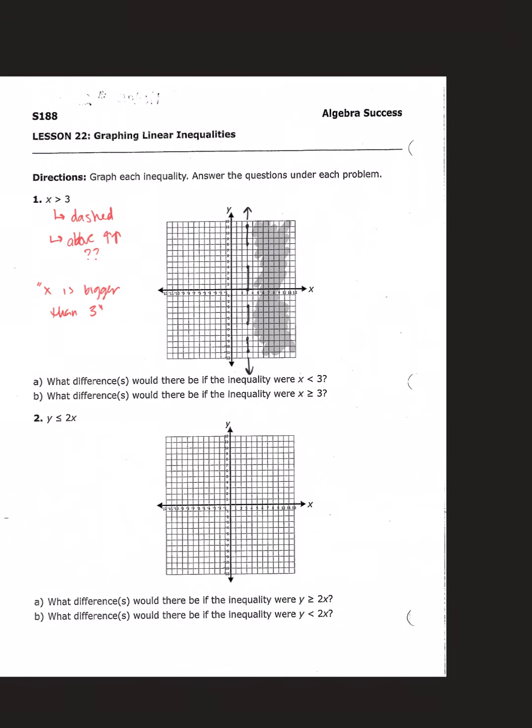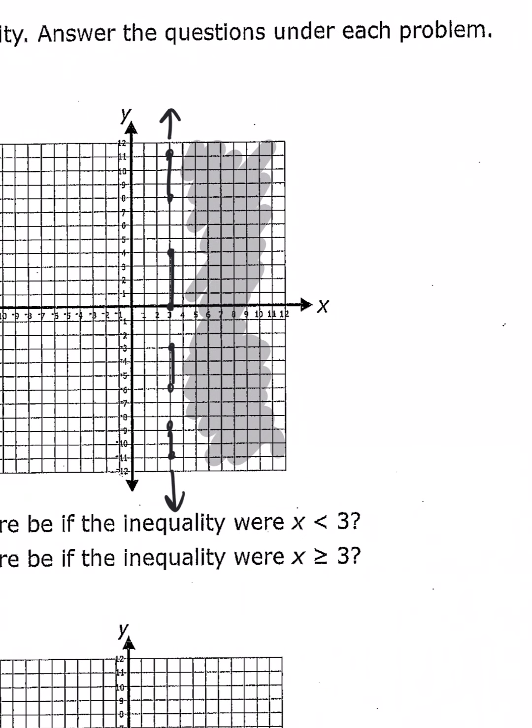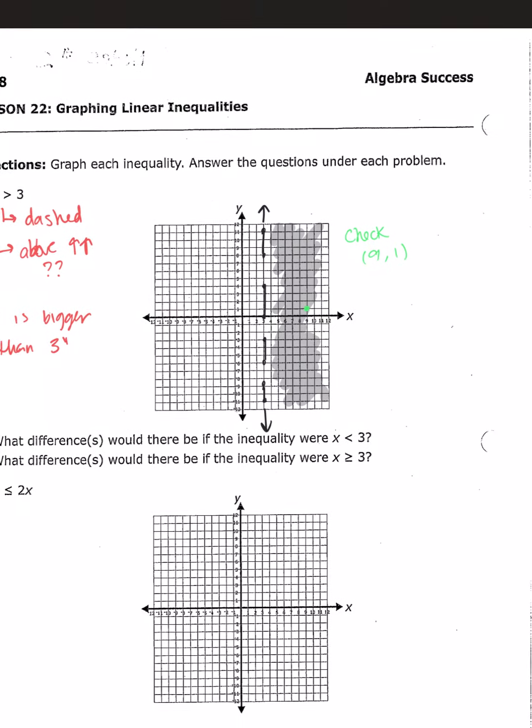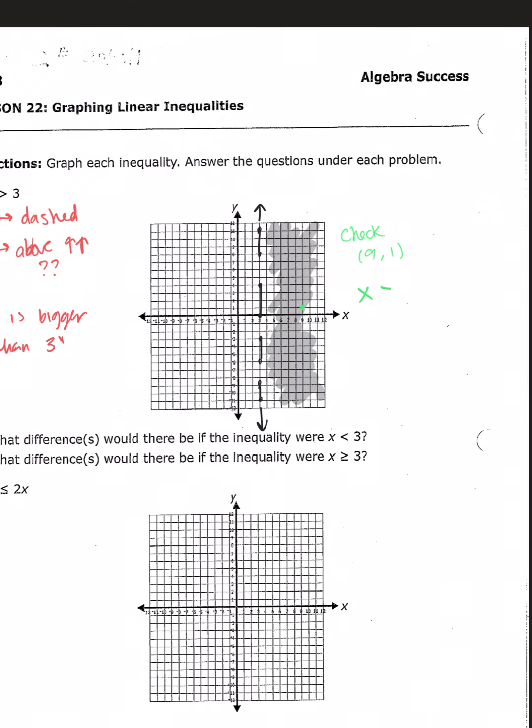I could check a point if I wanted to. So let's check a point that I think is a solution. Let's check 9, 1. If I'm right, if I shaded the correct part of my graph, 9, 1 will be a solution. So my inequality says x is greater than 3. This x value I picked is 9. Is 9 greater than 3? Yeah, absolutely. So that is part of my solution. That side of my graph should be colored in.